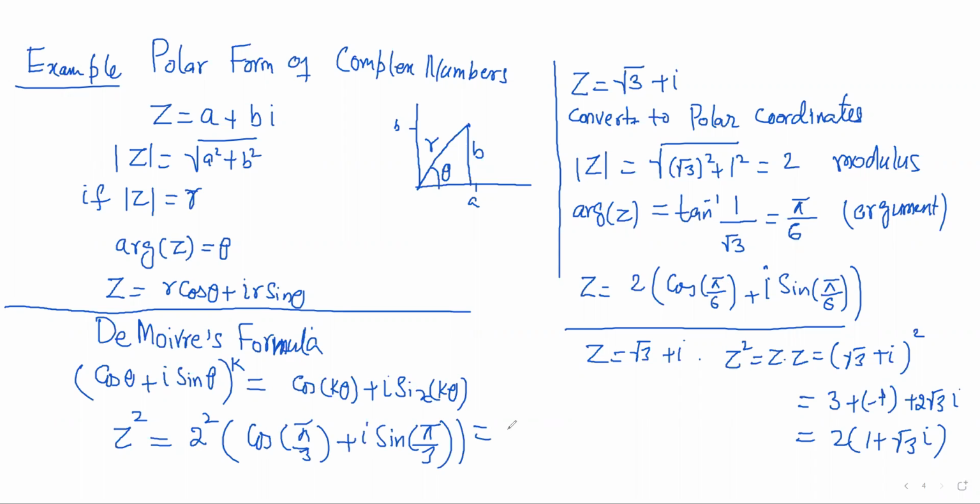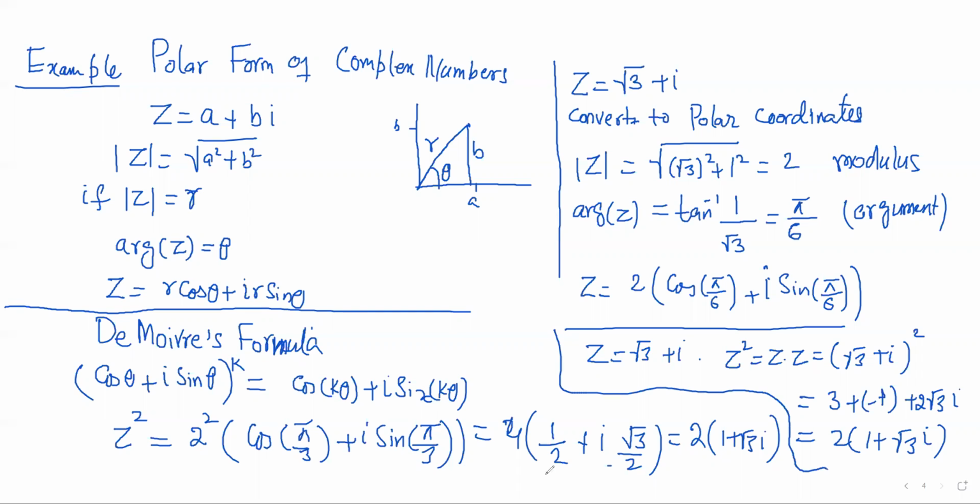Now we know that this is 4, and cosine of pi by 3, cosine of 60 degrees, is equal to 1 by 2. Sine of 60 degrees is equal to under root 3 by 2. So this simplifies, because 2 cancels with this 4, to 2 into (1 plus under root 3 iota), which is the same answer we got before.